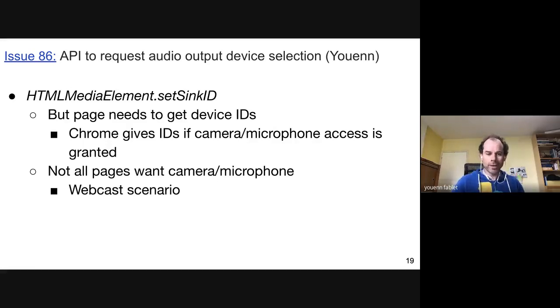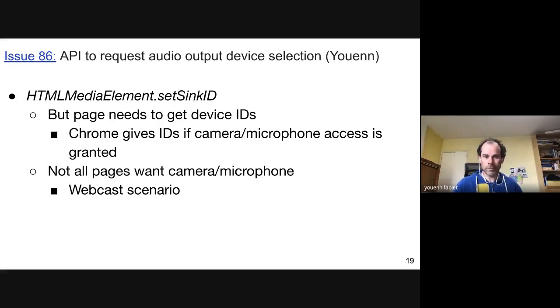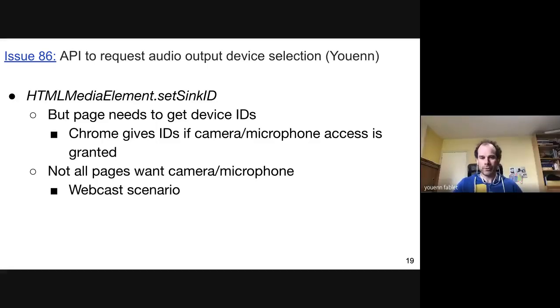So we have an API that allows setting the speaker for a given media element. It's called HTMLMediaElement setSinkId, and it's working fine. But it has some limitations. The first limitation is that you need to get device IDs to select which device you are sending audio to. Currently, Chrome gives speaker IDs if camera or microphone access is granted, which is working fine for typical web conferences. But selecting speakers is something that is a bit wider than web conferences.